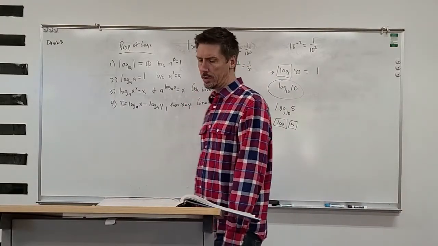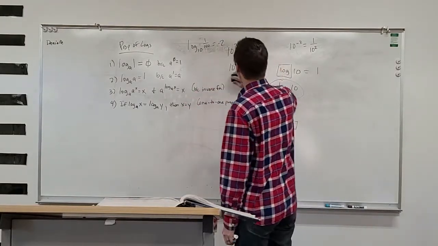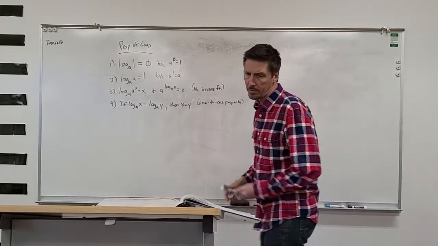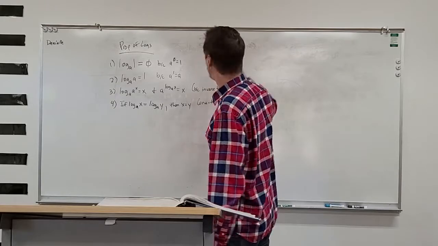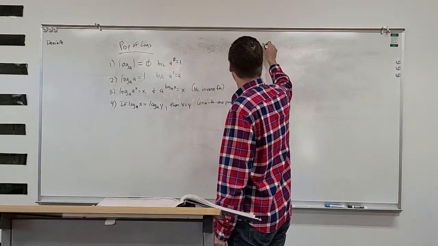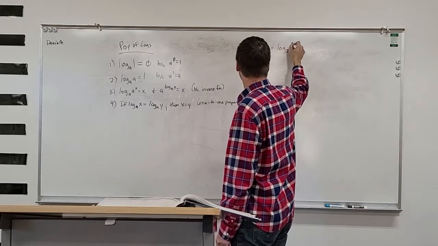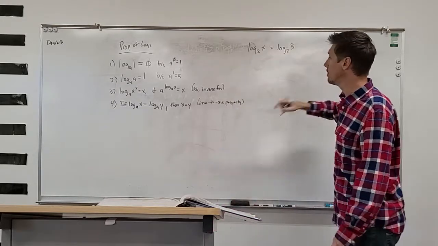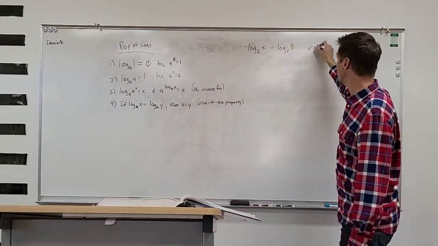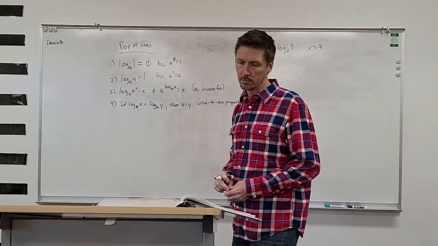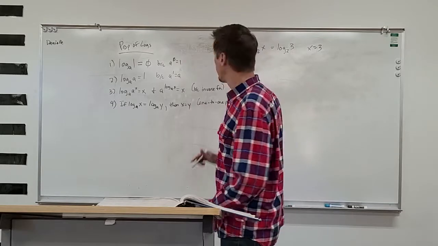And so they just give us a couple of quick examples to apply these properties, and they say log base 2 of x equals log base 2 of 3. And so what does x equal? Well, based on property number 4, x has to equal 3.